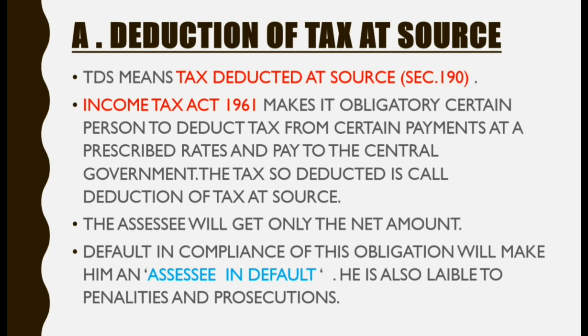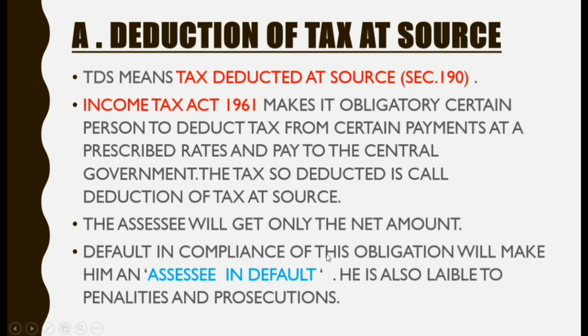For example, ABC Limited makes a payment of rupees 1 lakh to Mr. XYZ for professional fee. The TDS rate is specified as 10%. So here the gross amount is 1 lakh, and the TDS of 10% of 1 lakh is 10,000. So the net amount is 90,000. The assessee will get only that net amount. The balance 10,000 should be transferred to the government as TDS. This is noted below.